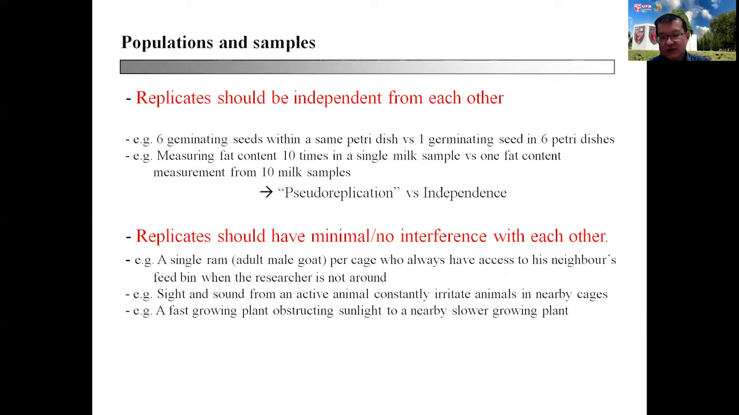This holds true because replicates should have minimal or no interference with each other. So in that case, please look at your trial to ensure that each animal or each individual within the trial does not have the ability to interfere with each other's treatment. As you can see in the following examples here, involving the ram, an active animal, or a fast-growing plant.